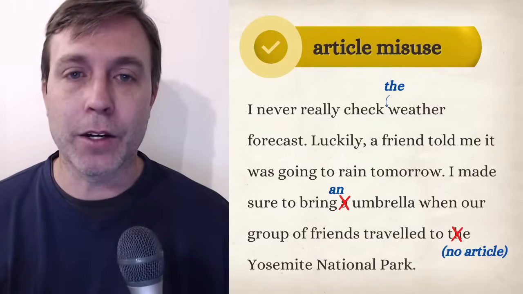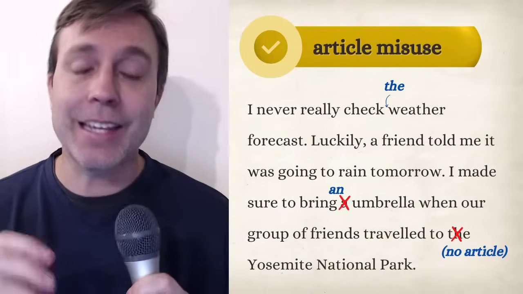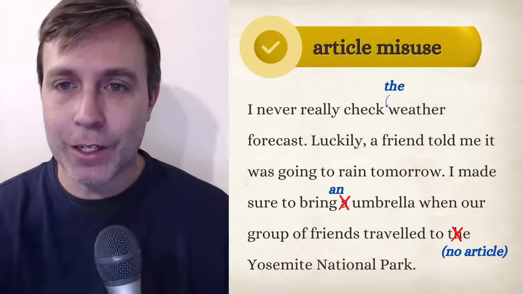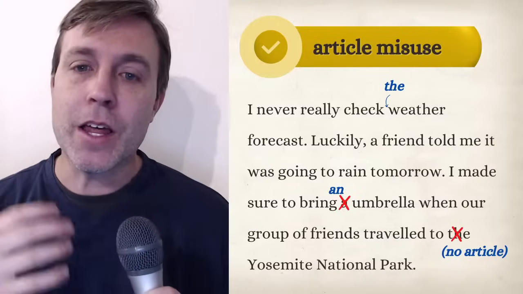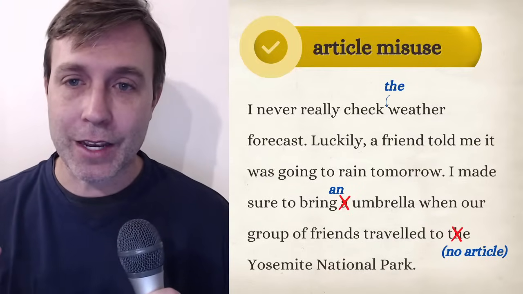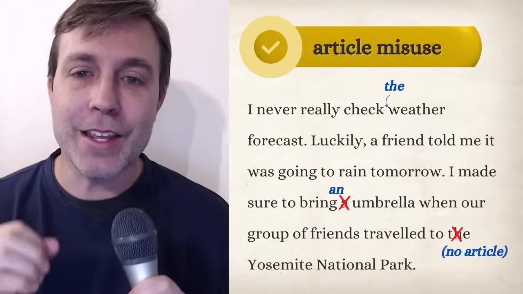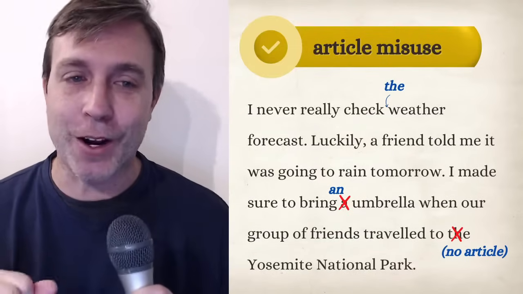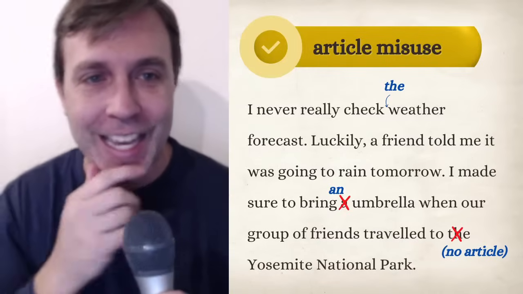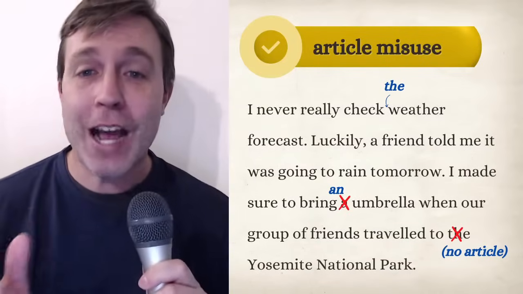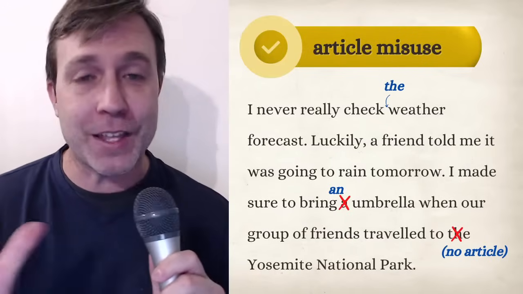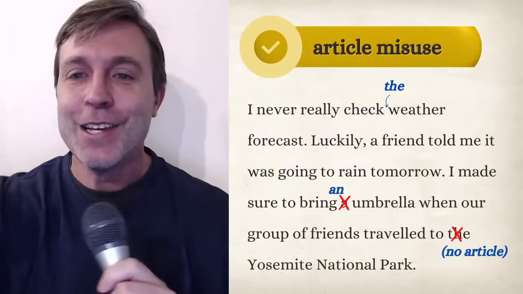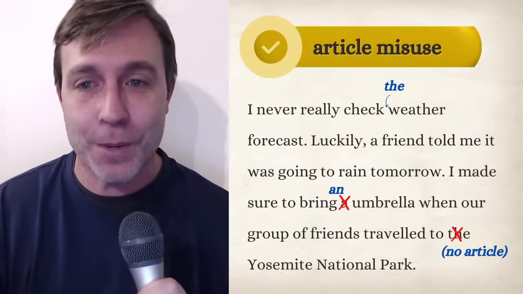An umbrella. All right, we're going to use that article an instead of an umbrella when our group of friends travel to, not the Yosemite National Park. It should be no article, Yosemite National Park. And I did realize somebody had pointed out, again, Stacy, good call, travel should not be in the past. So that was another bonus writing mistake that I made. So it should be, I made sure to bring an umbrella.